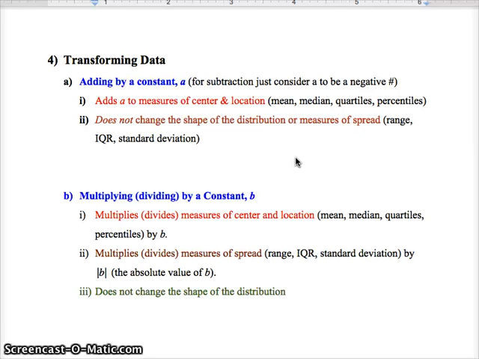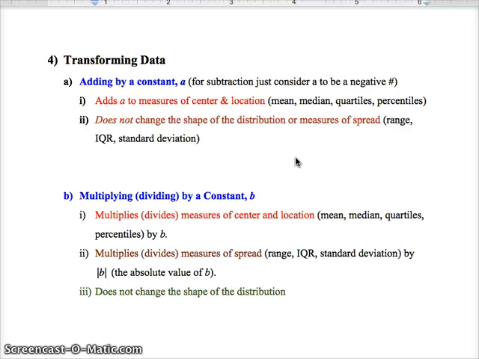So when you add a number to a whole distribution, the center moves by that number as well. So mean and median move up. The quartiles and percentiles, those values would increase by that much. So if I had a mean of 5 and I added 2 to the whole distribution, my new mean would be 7. If my median in that case had been 4.3, my new median when I added 2 to the whole distribution is 6.3.